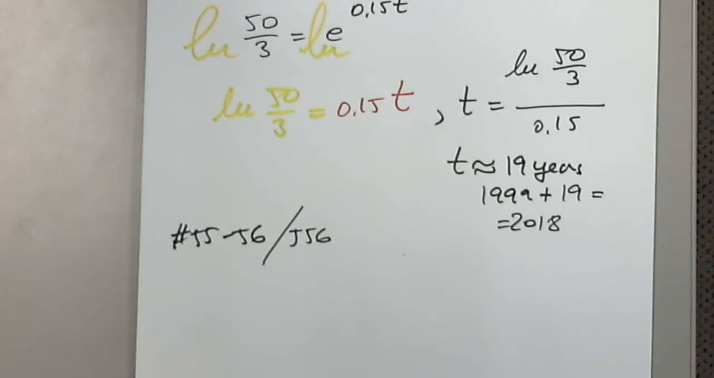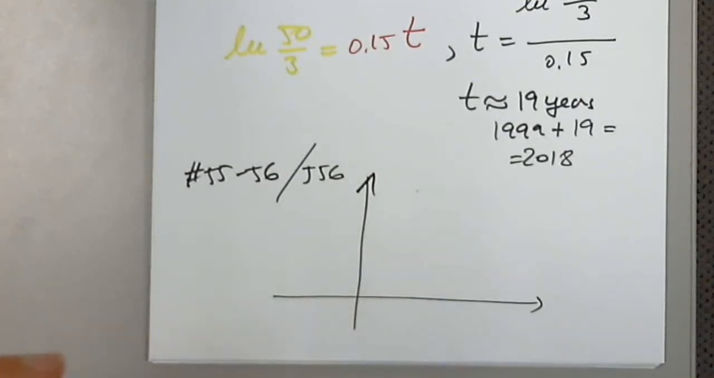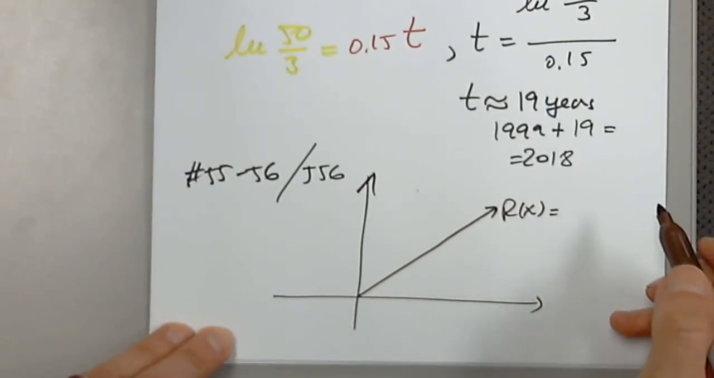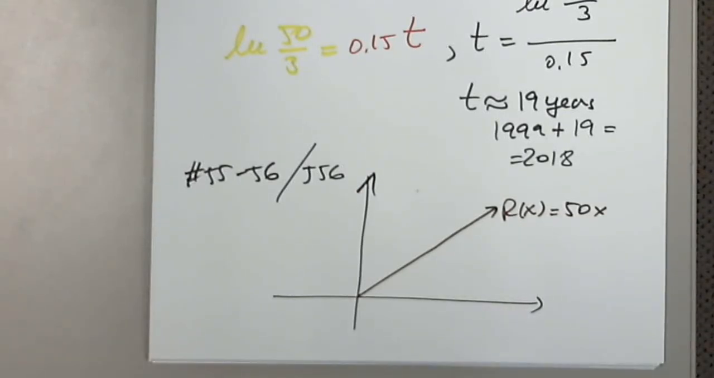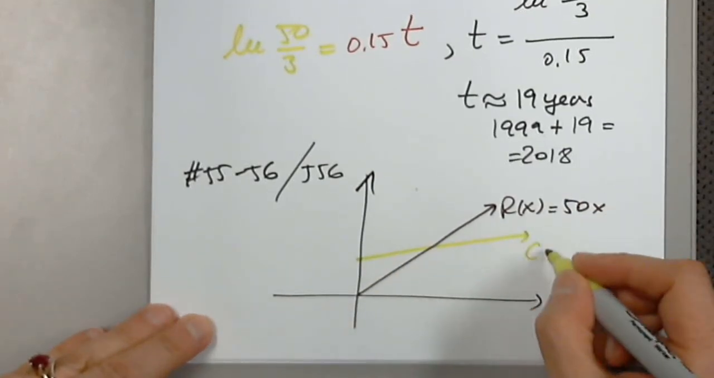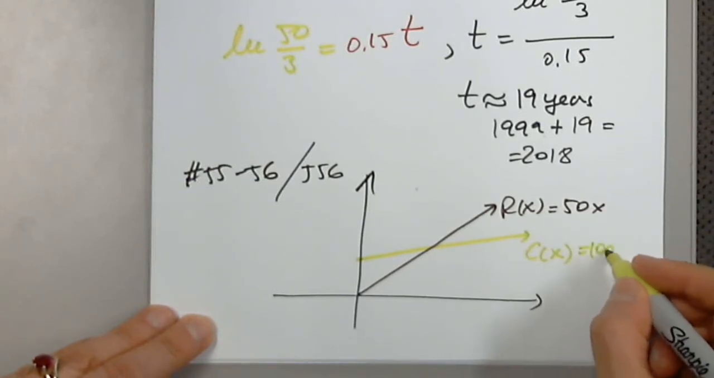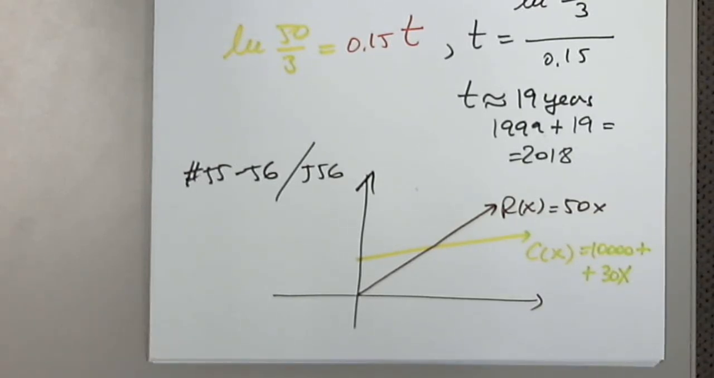Okay. The figure shows the graphs of the cost and revenue functions. So I'm going to copy the picture here. The revenue is this, R of x, and it's given to us as 50x. And the cost function is this, and it's given to us as 10,000 plus 30x. And here's the question.